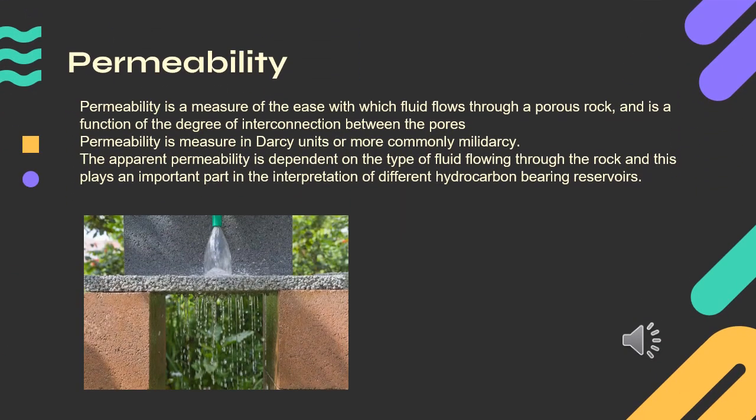Permeability. Permeability is a measure of the ease with which fluid flows through a porous rock and is a function of the degree of interconnection between the pores. Permeability is measured in Darcy units, or more commonly, milliDarcy. The apparent permeability is dependent on the type of fluid flowing through the rock, and this plays an important part in the interpretation of different hydrocarbon-bearing reservoirs.